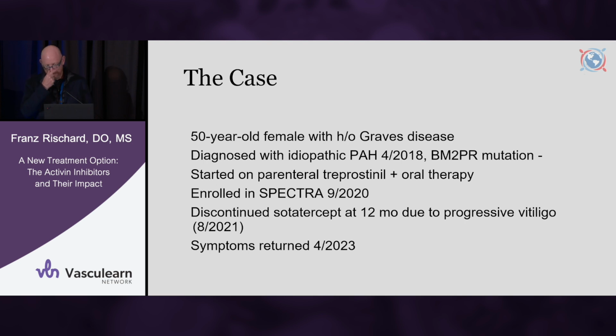So the case is essentially a 50-year-old patient. Her only past medical history was Graves' disease. She was diagnosed at our center in April of 2018, so a while back. Genetically, she did not have any known genetic mutations, at least at that time, and was initially started on parenteral treprostinil and one single oral agent, I believe was sildenafil.